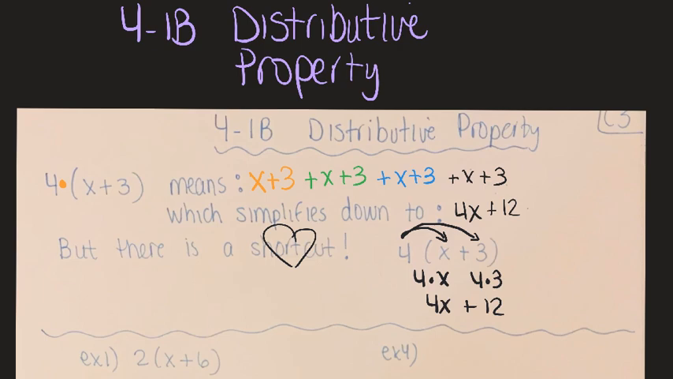So really, we don't need to write this out. We just need to multiply. 4 times the first thing, 4 times the second thing, 4 times x, and 4 times 3. Anytime you have a number times a variable, you just smush them together, 4x.